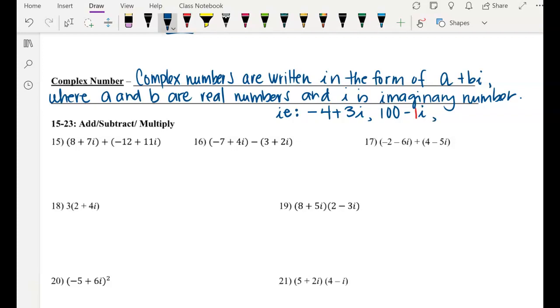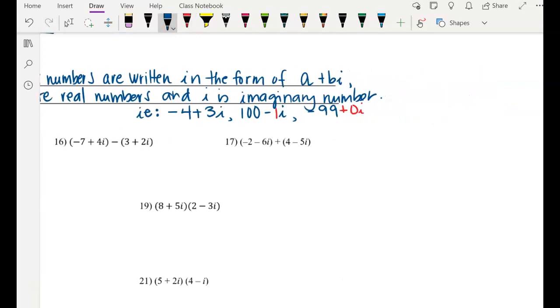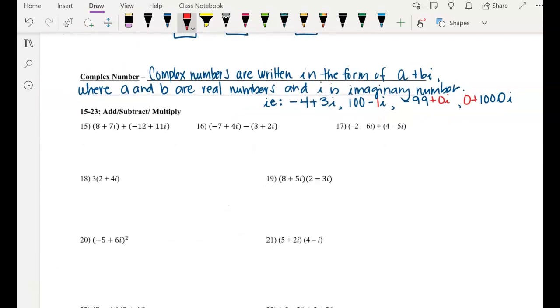Now, we could also have simply just -99. That is a real number, but also a complex number, because technically we can add a 0i, right? Exactly. Now, we could also have, let's just say, 1,000i, okay? Well, the reason that's a complex number is because we could technically have 0 plus 1,000i, because 0 could be a and 1,000 could be b. So can you guys see that pretty much every single number you write down constitutes a complex number?